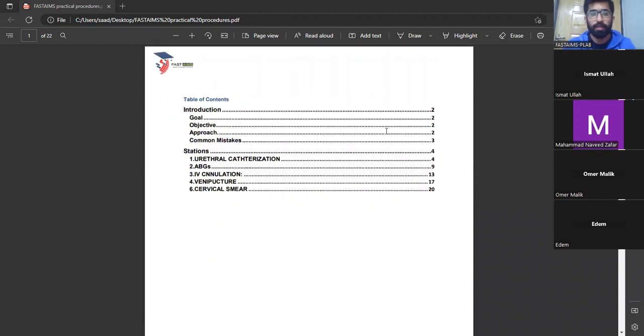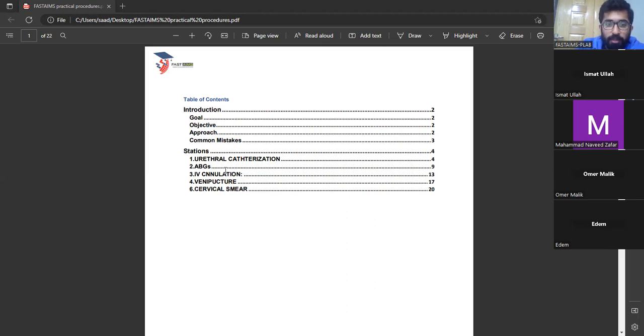Right. So today we will see our goal, objective, and approach. We will briefly go through what is the relatively best approach to do these scenarios. And there are 5 stations that we are going to cover: urethral catheterization, ABGs, IV cannulation, venipuncture, and cervical smear.